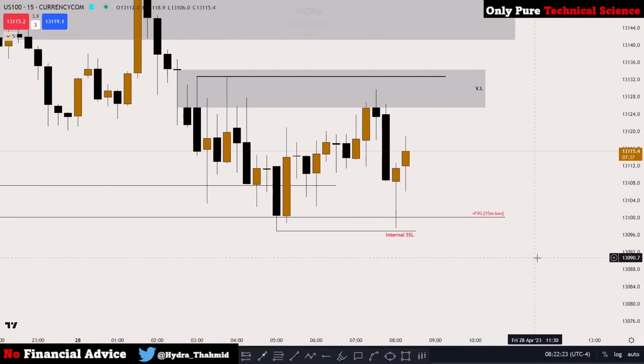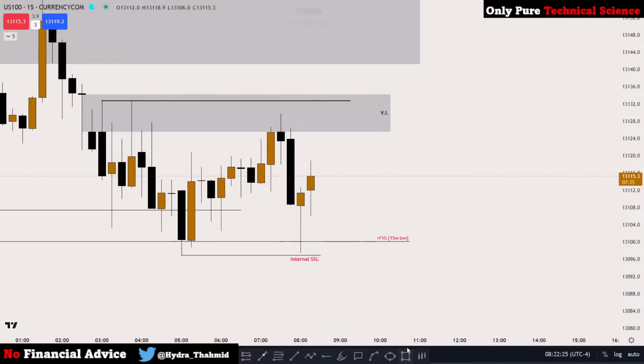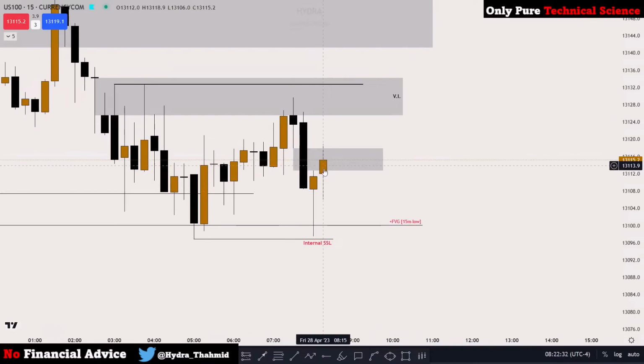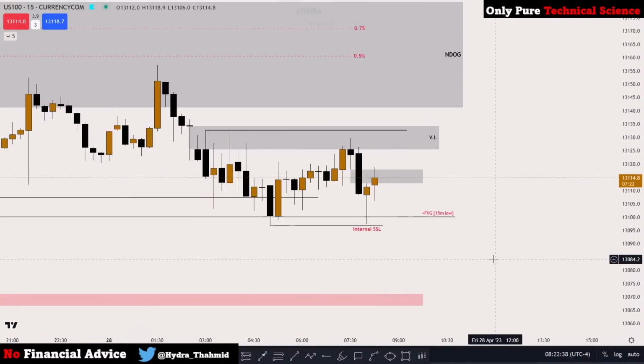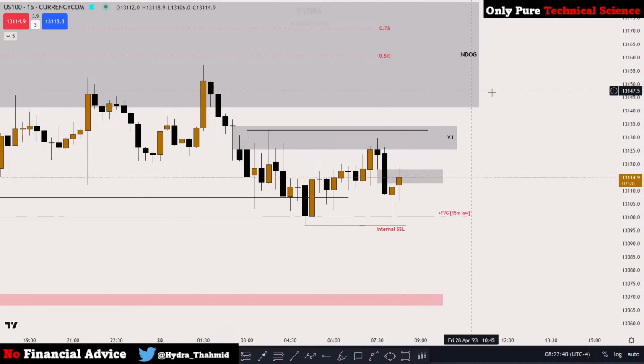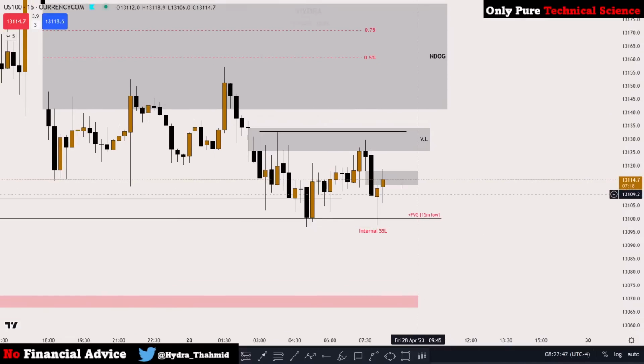And if I zoom in a little bit, you can see a CB here. That's a CB, right? So let's see if this CB holds price towards the buy side, right? Price is now rejecting from this CB, so let's wait and see if this CB provides support for price towards the buy side. So what I'm expecting is this CB to fail.